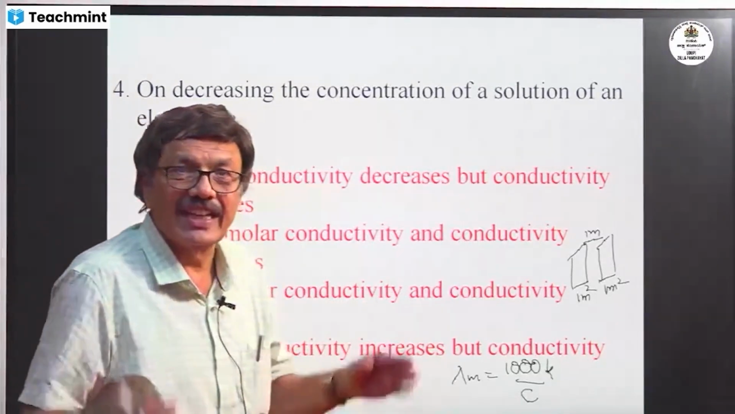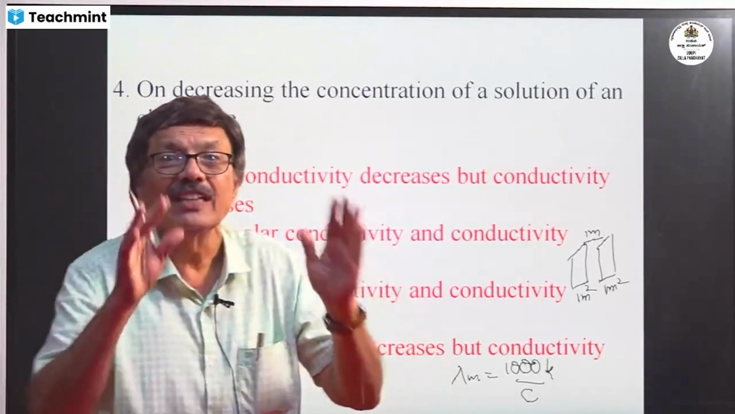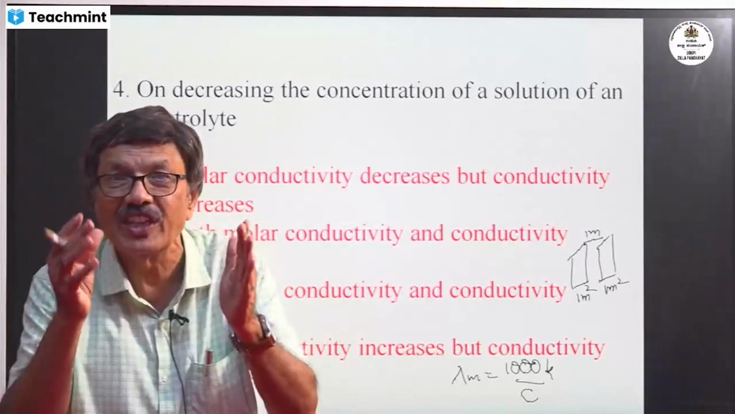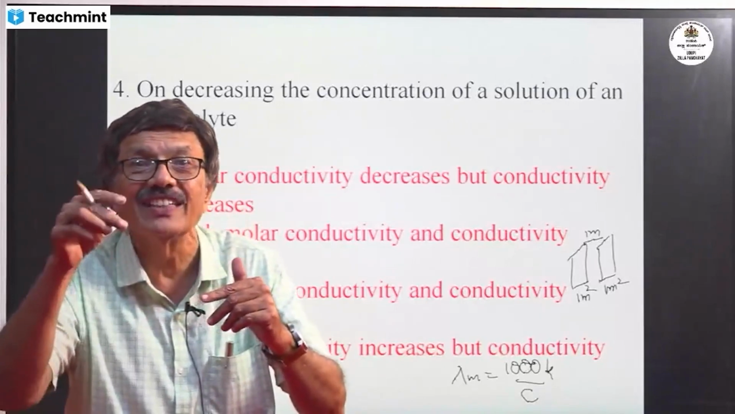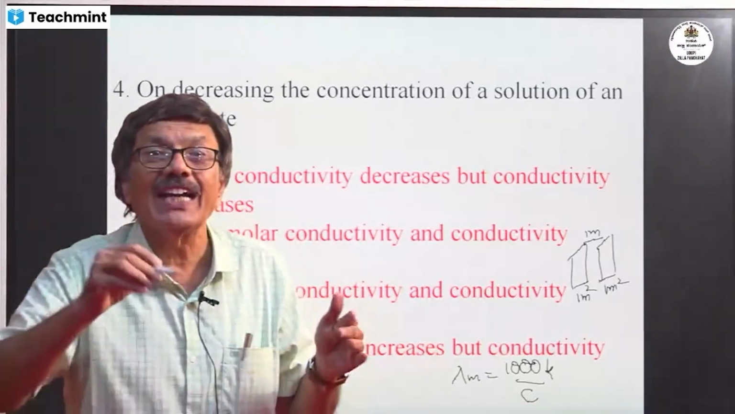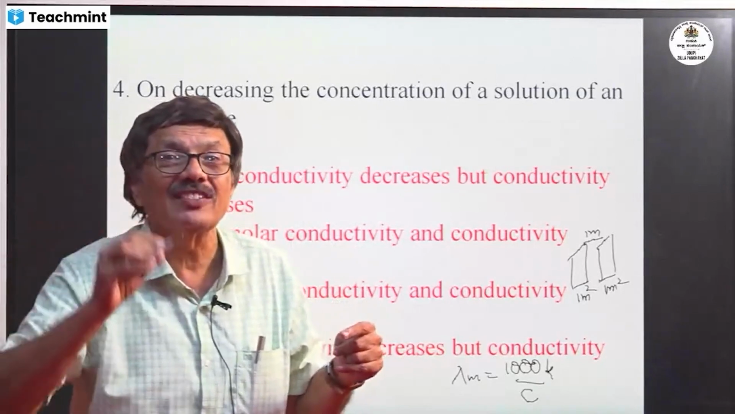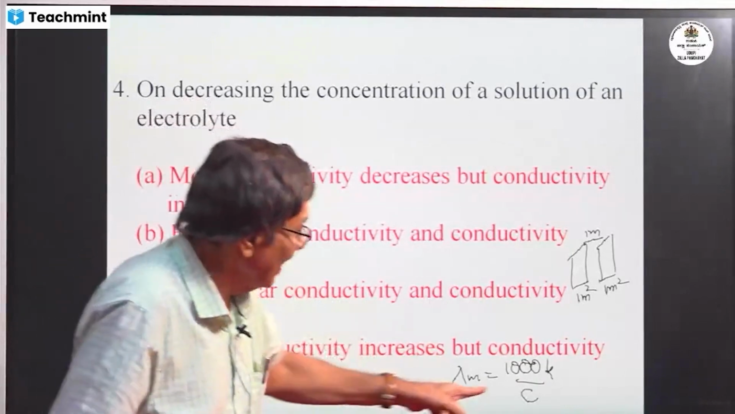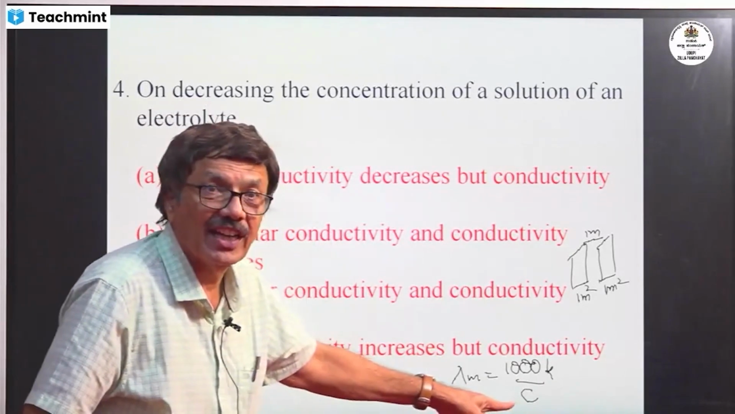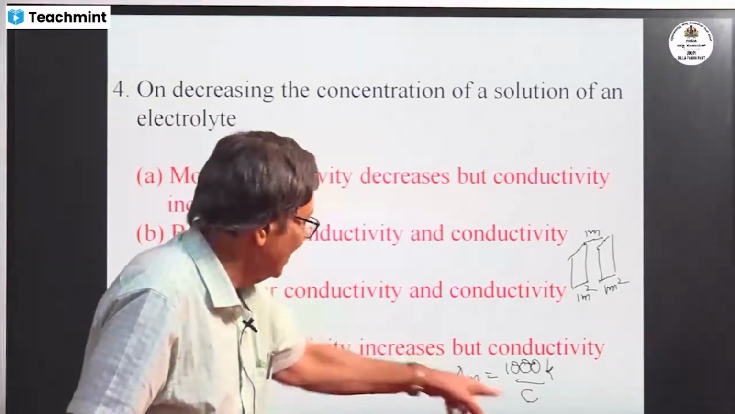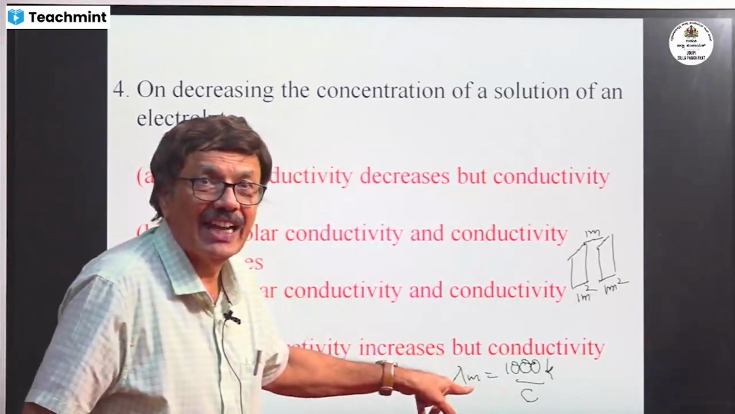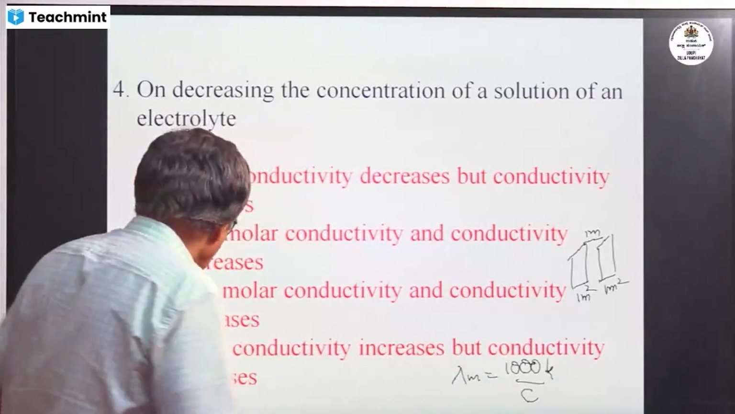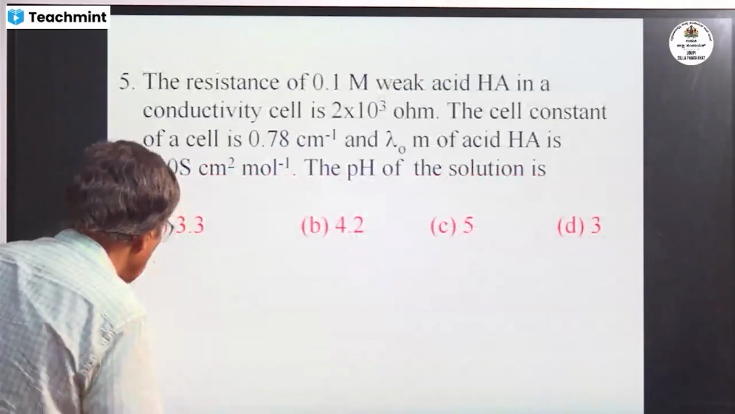Right? So conductivity decreases because the number of ions present in a meter cube of the solution decreases on decreasing the concentration. Molar conductivity increases because in the formula for molar conductivity, the concentration term is in the denominator. If the concentration decreases, obviously lambda m increases. Hope that it is clear. We will pass on to the next question.